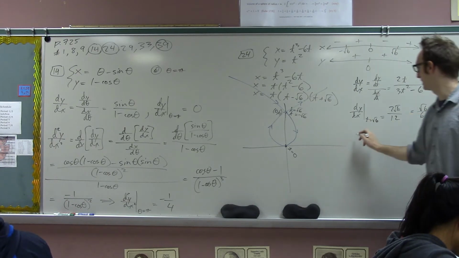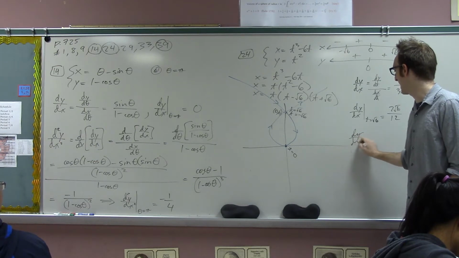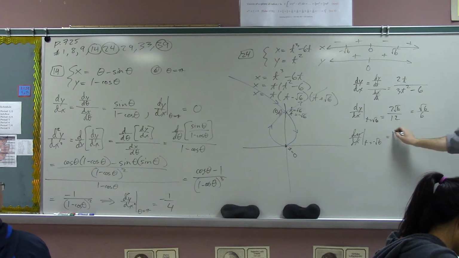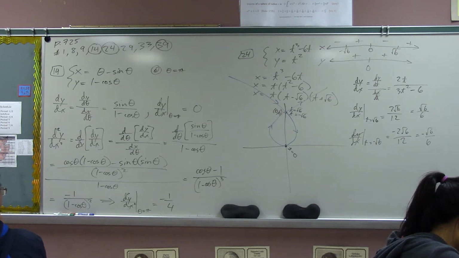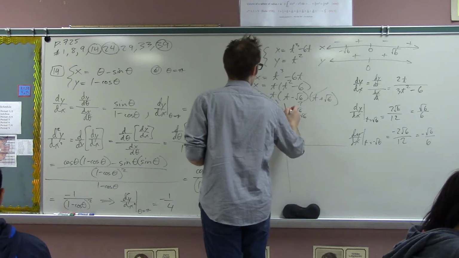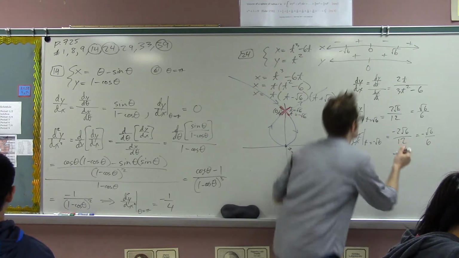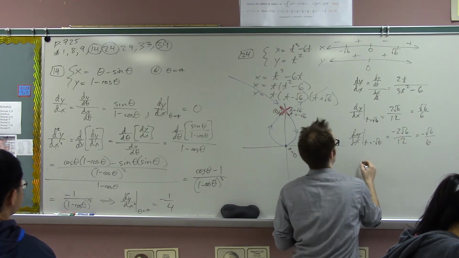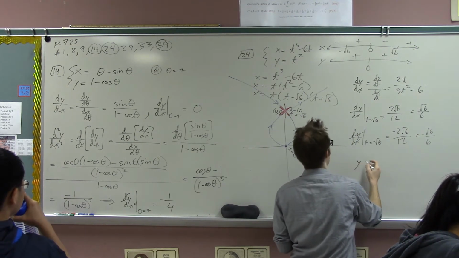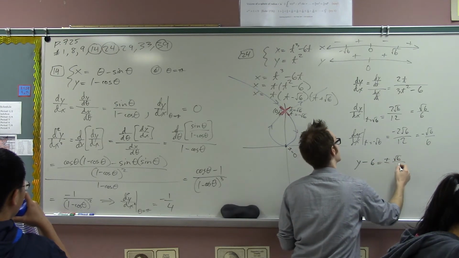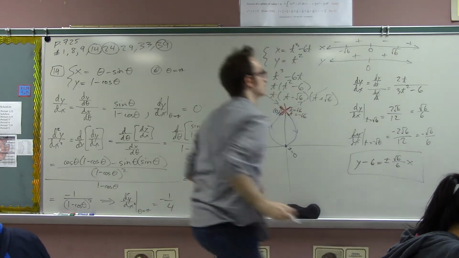And the other one, dy/dx at t equals negative root 6, is going to end up being negative 2 root 6 over still 12, so negative root 6 over 6. So that tells me what these slopes are, and then I can write the equations. Basically it's just going to be y minus 6 equals plus or minus root 6 over 6 times x. Those are the two equations.